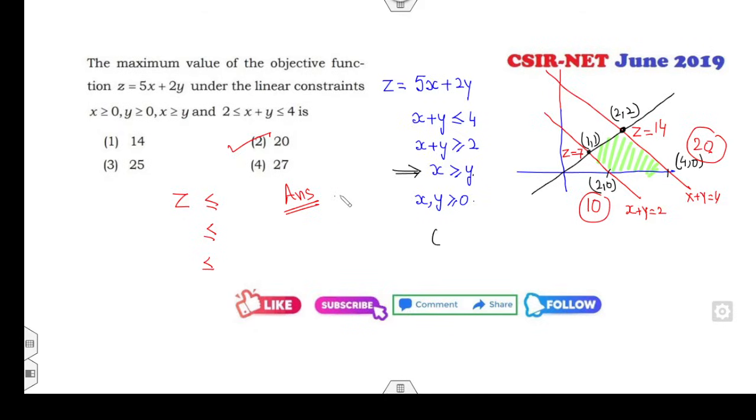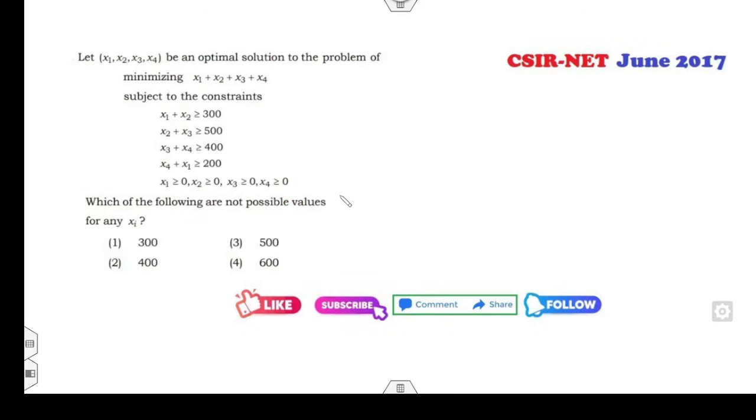Fine. Okay, look at the next one. The xi's are the optimal solution. So that means our target is to apply part A of my video: minimizing the problems. Which of the following are not possible values of the xi's? Fine. Which of the following is not a possible value of xi? So let's assume the first value is 300. Assume that this value is my x1. Can this be the value of x1?